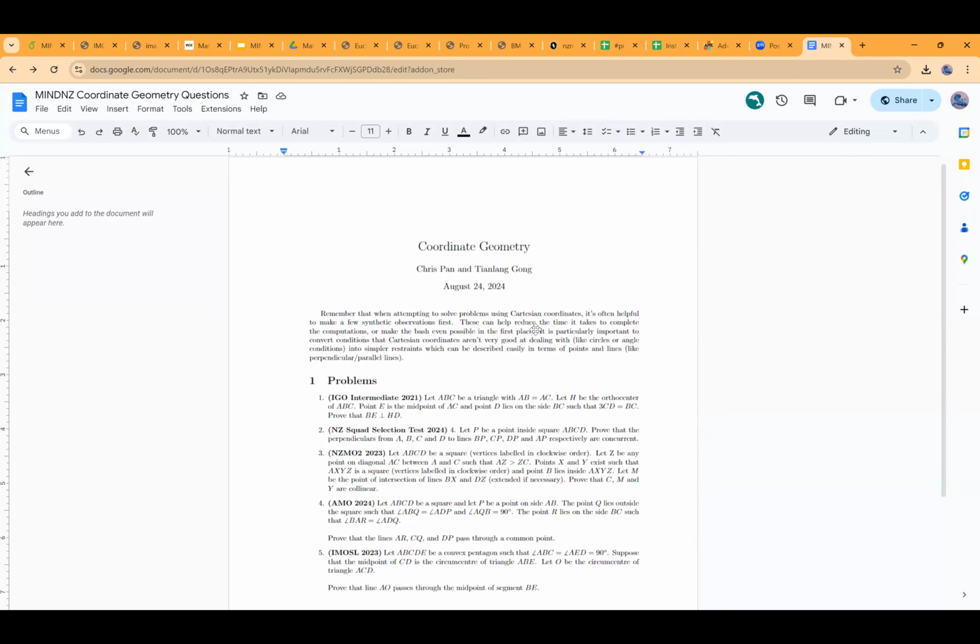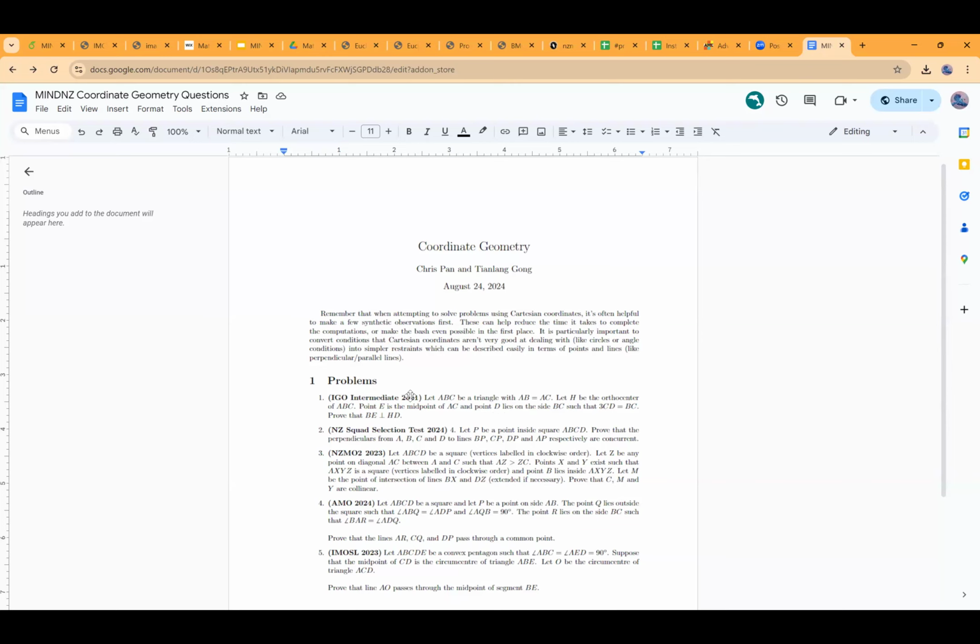So first of all, if you see a question where there's only squares, for example, we'll take the NZ Squared Selection Test 2024. This was in the January camp this year. Let P be a point inside square ABCD. Prove that the perpendiculars are concurrent. You see a square, you see perpendiculars, you see lines. That's everything that's easily able to be defined using equations of lines and coordinates, right? Great. Just start listing out variables and bashing it out.